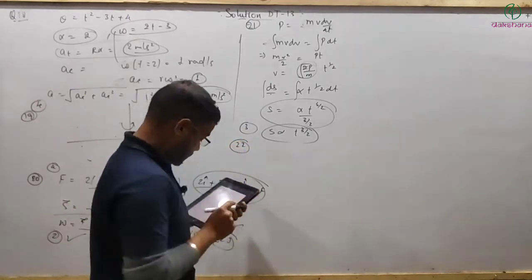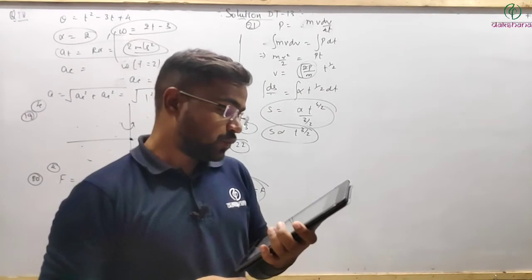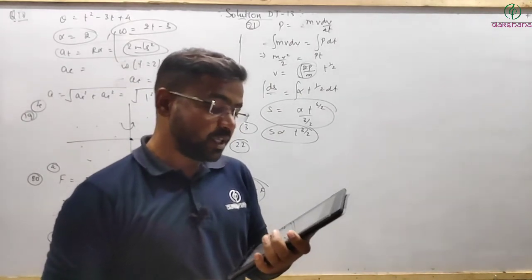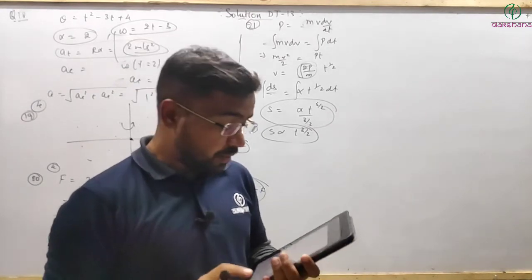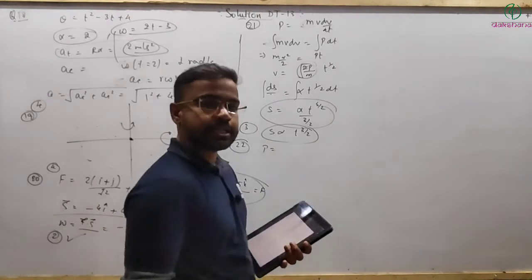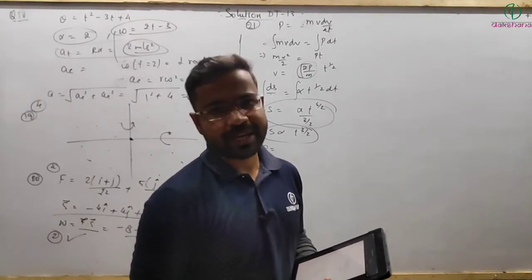Next, question number 22. A pump is required to lift 1000 kg of water per minute from a well 20 meter deep and eject it at a speed of 20 meters per second. We are asked for the power of the engine. Power means how much work is done on the total 1000 kg of water divided by 60, the total time. That will be the power.